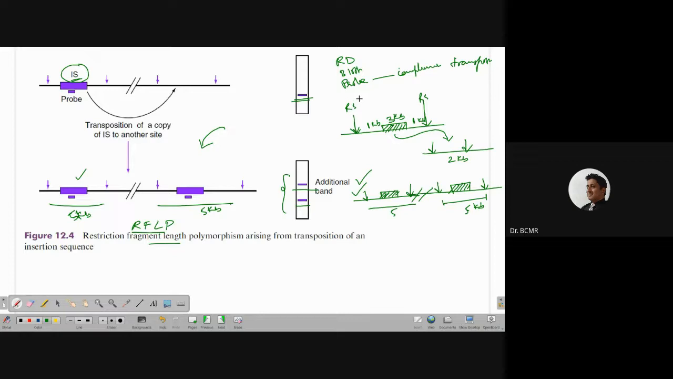Good. So this is a simple way of doing it. All we have changed here is the probe. We made the probe specific to the insertion sequence that we are interested to analyze, and thereby we can estimate, or guess estimate, the number of copies.